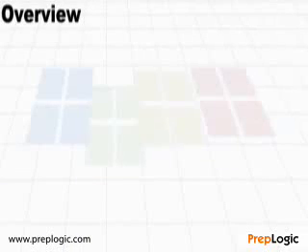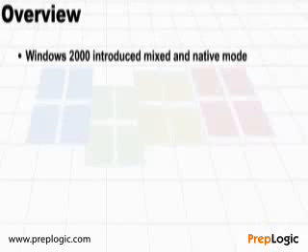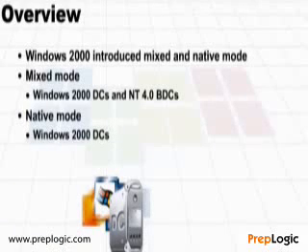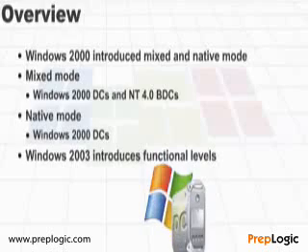In order to support these different versions of Windows, these different capability levels, if you will, Microsoft with Windows 2000 introduced what they called mixed mode and native mode. Mixed mode is if you had Windows 2000 domain controllers and NT4 backup domain controllers. Native mode was pure 2000 across the board. Similarly, 2003 now introduces functional levels because we've added another layer of complexity to it. Not only do we have to worry about NT4 and 2000, but we also have to worry about Server 2003 and what it brings to the table.